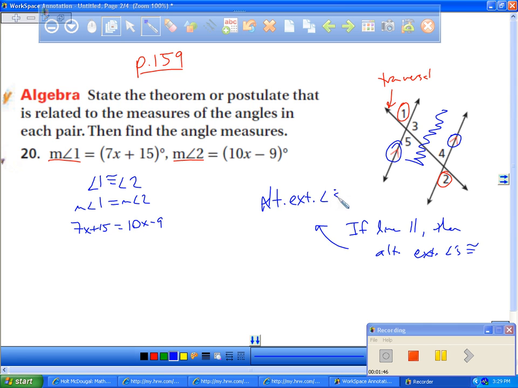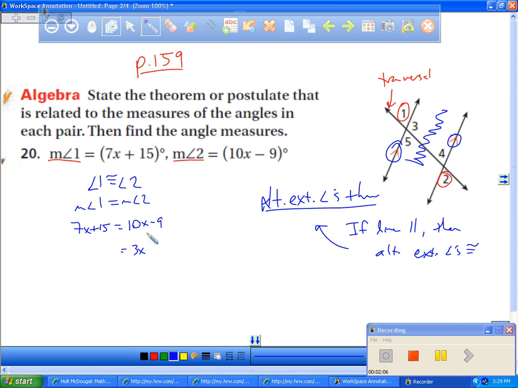So that would be the alternate exterior angles theorem. The only postulate is the corresponding angles postulate. All the others, alternate interior, alternate exterior, same side interior, those are all theorems. Then find the angle measures. So you would take this and solve for x.